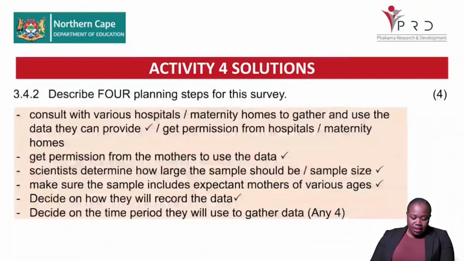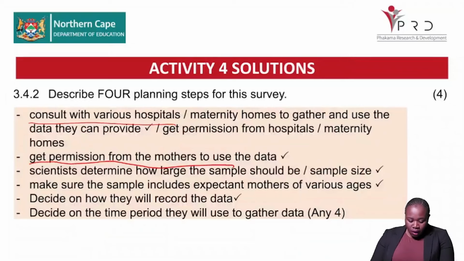3.4.2 says describe 4 planning steps for this survey. So you need to plan when you are about to conduct a survey. To get the results, you need to consult with hospitals or maternity homes in order to get permission to gather the information about their patients. So you need to get permission from the hospital and also from the mothers to use their data. You cannot just take information about individuals without their permission.